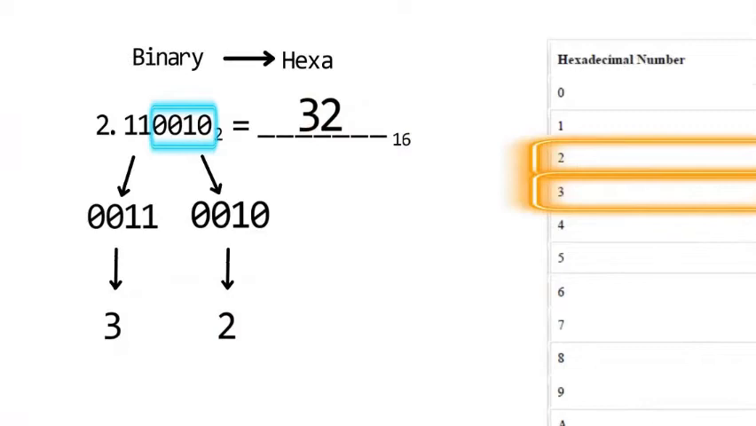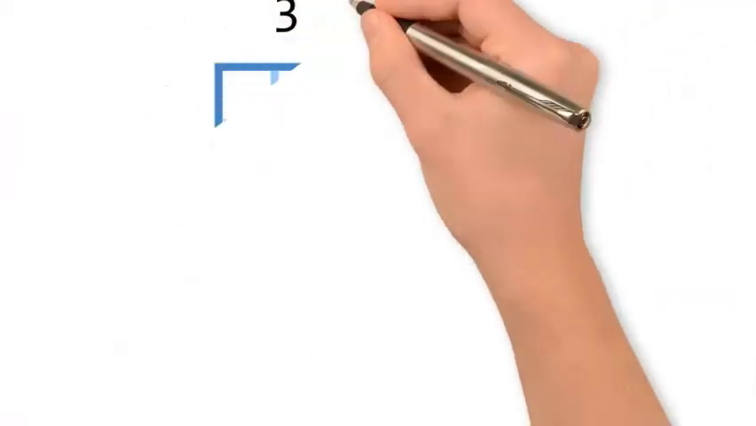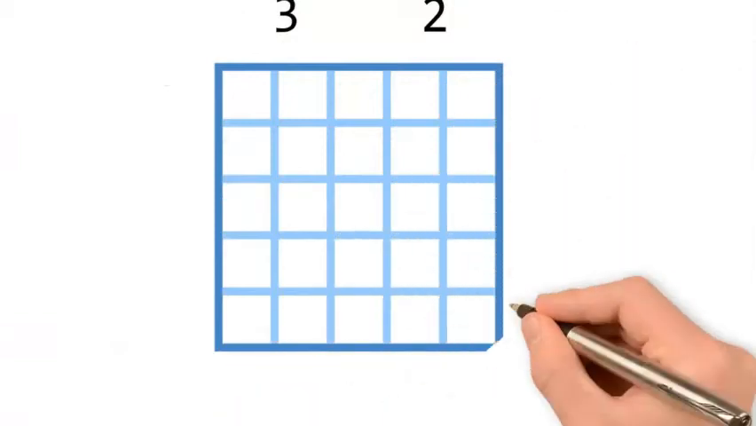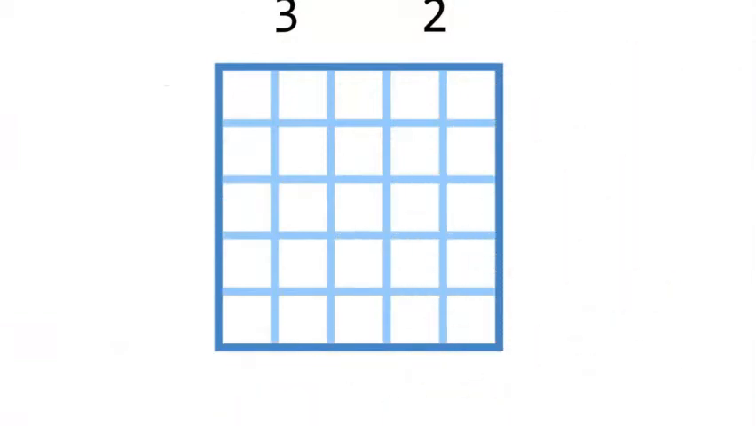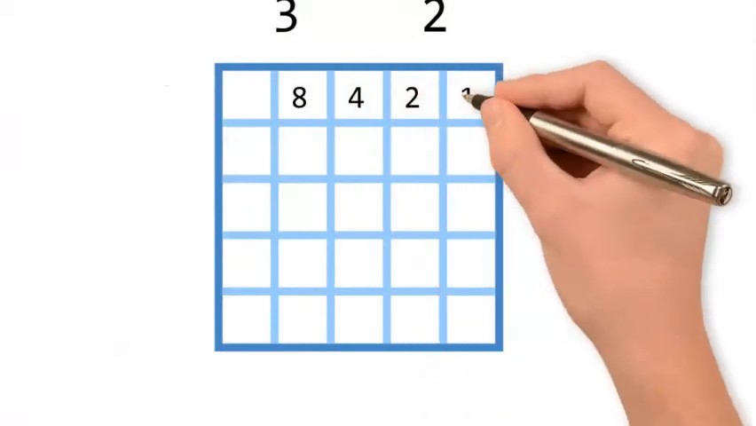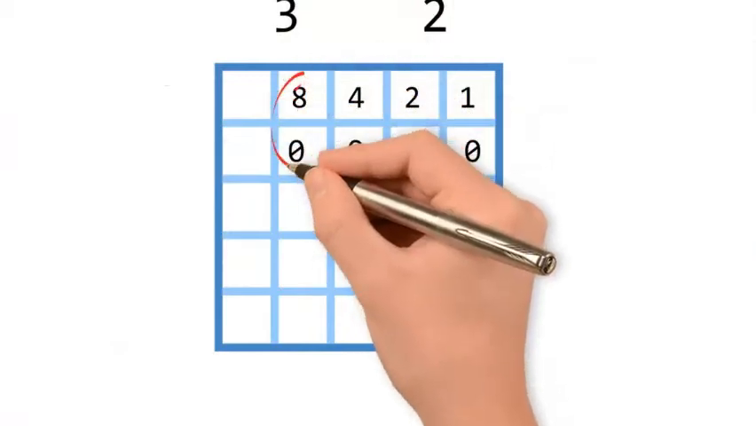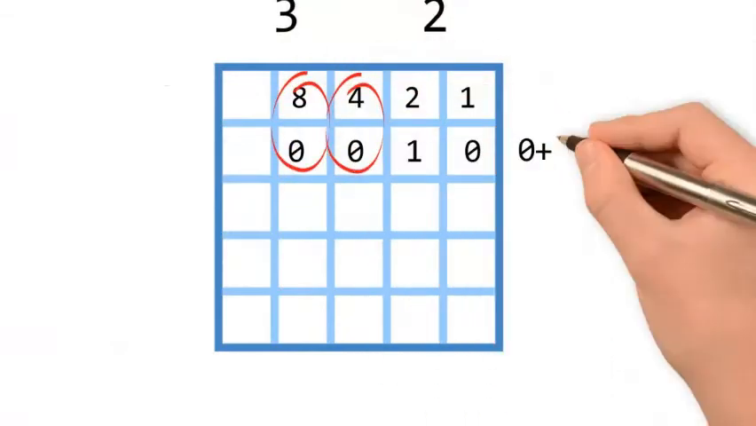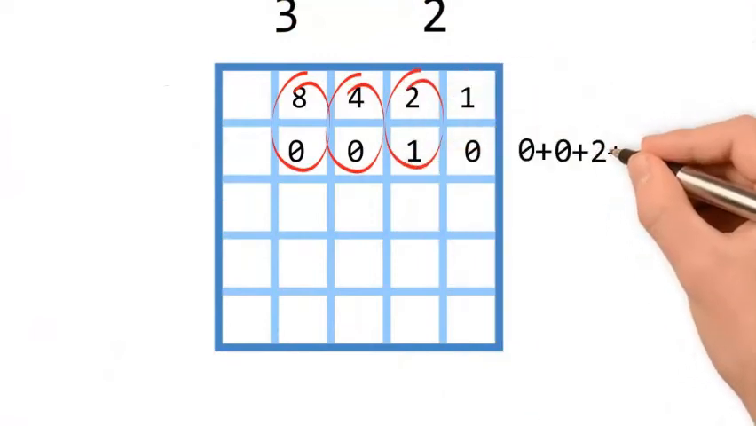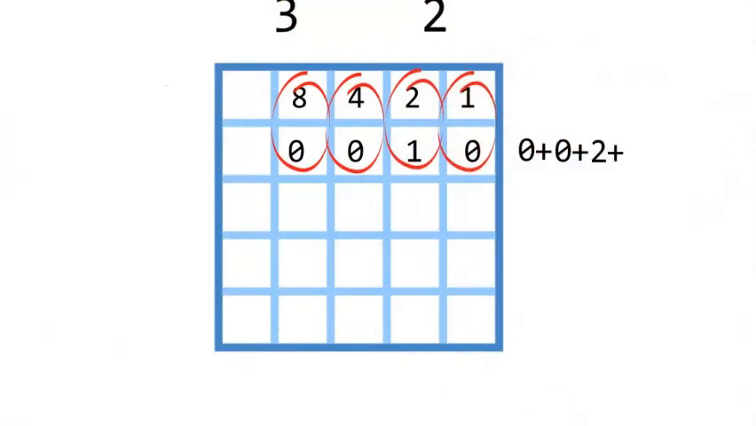But there is also another way if we don't have our table or we don't memorize the table. Just like in number 1, we can use the bit number system. So if we have 8421, we will multiply the digits of the binary. So that's 0010. So 0 times 8 equals 0, 0 times 4 equals 0, 1 times 2 equals 2, and 0 times 1 equals 0. And then we will sum them up. So 0 plus 0 plus 2 plus 0 is 2.